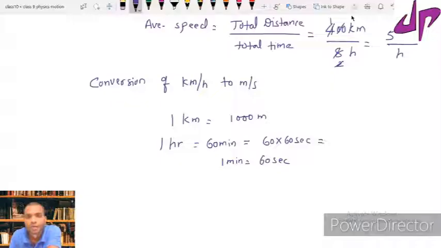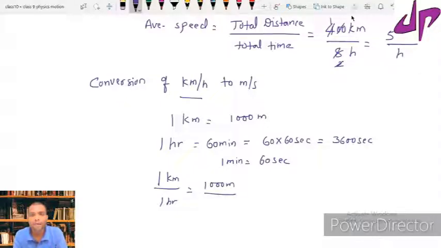So if you can multiply that, I can get 3600 seconds. 1 hour contains 3600 seconds and 1 kilometer contains 1000 meters. Now we are having kilometers per hour. So we just divide that 1 kilometer divided by 1 hour equal to 1000 meter divided by 3600 seconds. You can cut these zeros and you can run the two tables, 5 to the 10 and 18 to the 36.